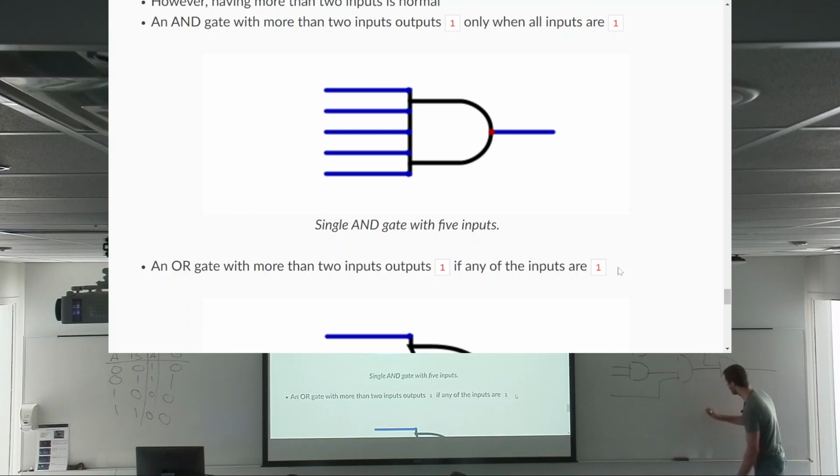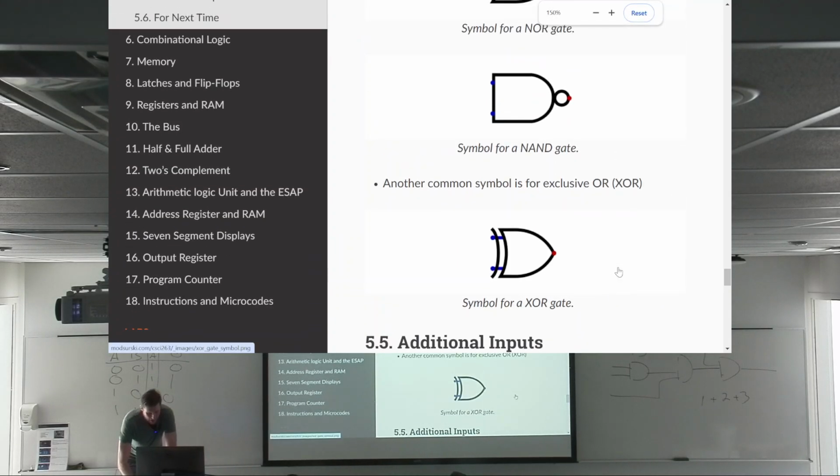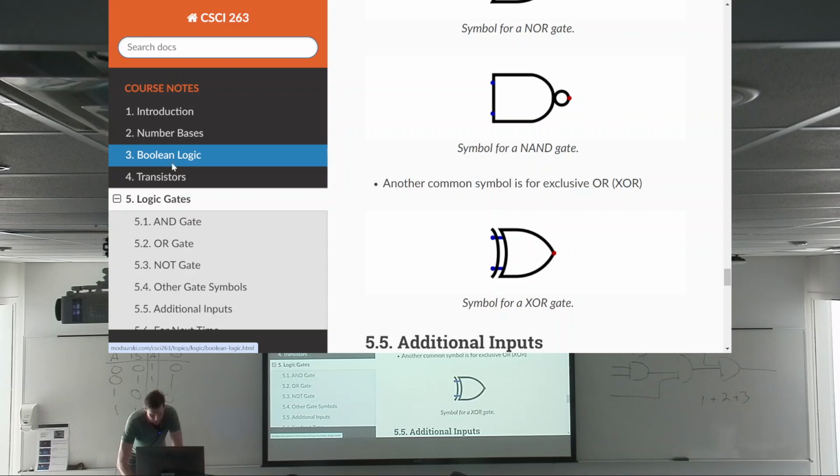In the same way that if I say 1 plus 2 plus 3, does it matter that I do 1 plus 2 first, or 2 plus 3 first? No, it doesn't. Or 1 plus 3. The order in which I combine these inputs doesn't matter at all. Exactly. In fact, we can go and review. When you really think about it, let's go back here.